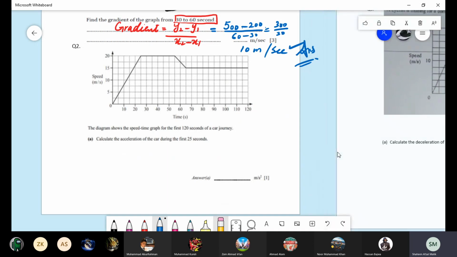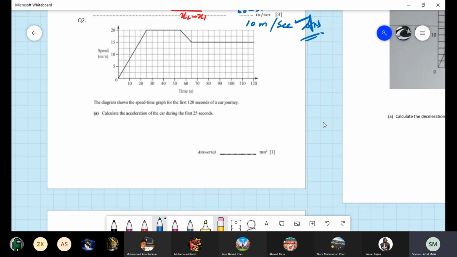Move to question number 2. In question number 2, there is a speed and time graph. This diagram shows the speed time graph for the first 120 seconds of a car journey. These are the time in seconds and this is the speed. Calculate the acceleration of the car during the first 25 seconds.